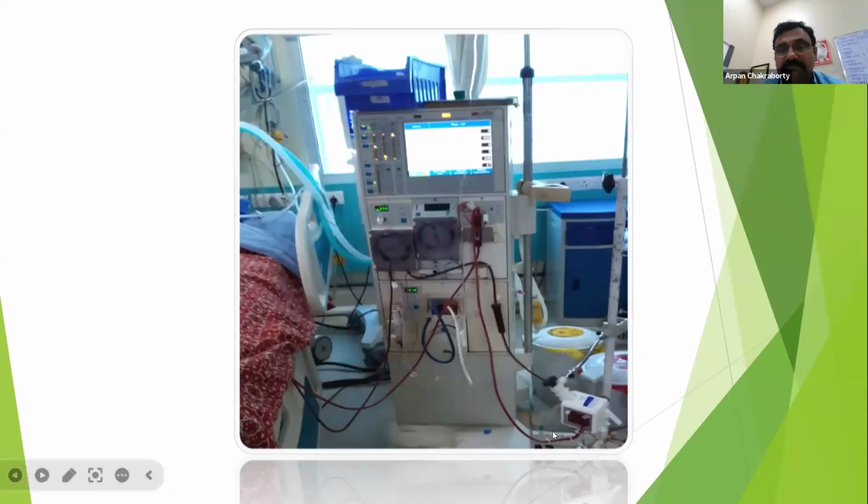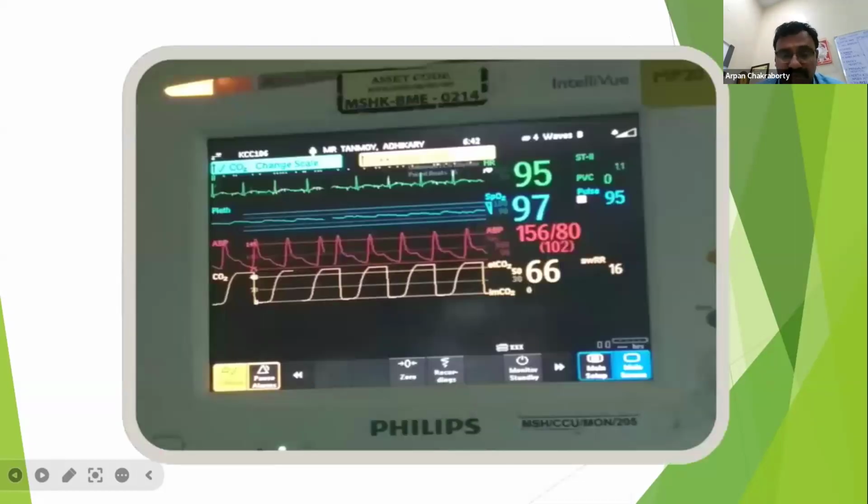This is the membrane lung, which is connected without the dialysis filter. This is the way it is connected with the normal dialysis machine, and this roller pump is the driving force for the carbon dioxide removal. This is the flow which we are giving, around 300 to 350 ml per minute. The CO2 started coming down.